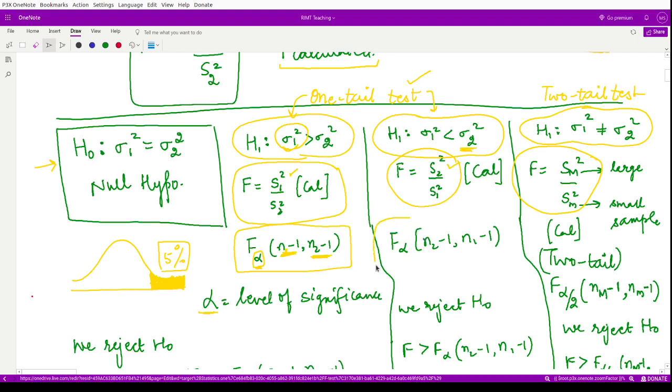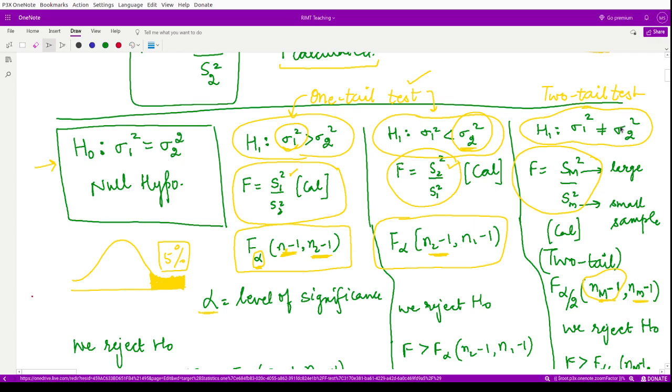And similarly in this case, the degrees of freedom would be written in the manner such that the variance is greater here. So sigma 2 square, n2 minus 1, right, for the second case. And similarly in the third case also, the degrees of freedom will be in the order that first of all you will write the degree of freedom corresponding to the larger variance, and so on.